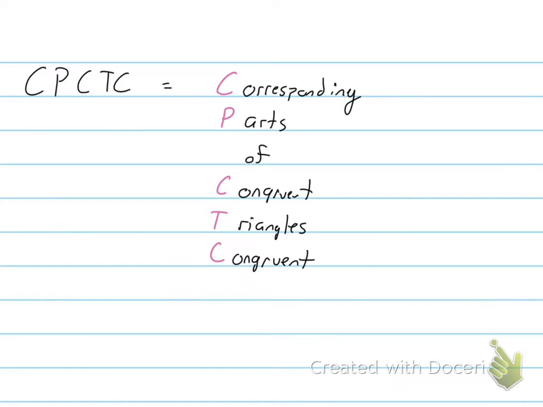And that is really what CPCTC is, which stands for corresponding parts of congruent triangles are congruent. So basically what that's going to look like in a proof is that after we prove two triangles congruent, we can then, in the next line, prove that any other part of those triangles that we hadn't talked about yet is congruent between those two triangles. So let's look at one proof, and that'll be it for this video.